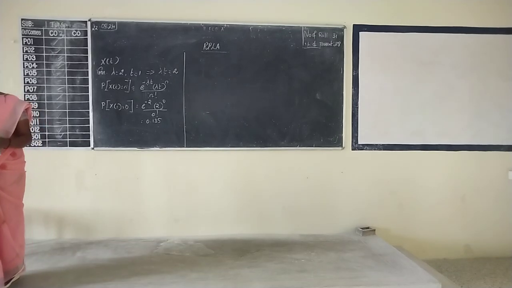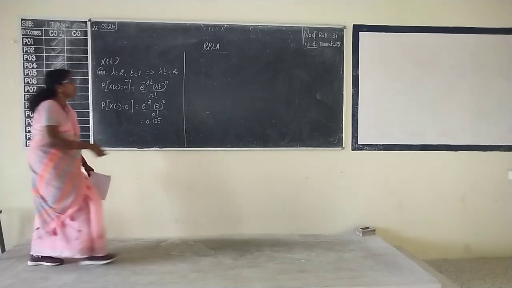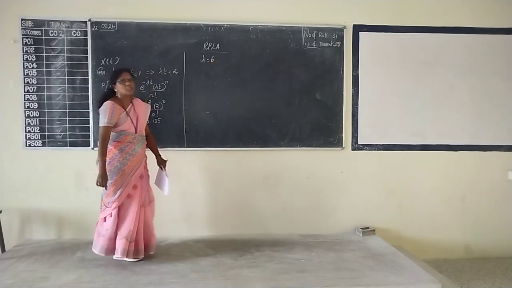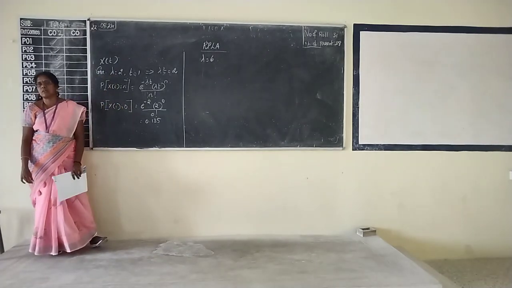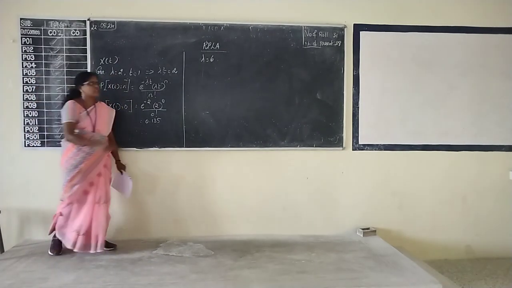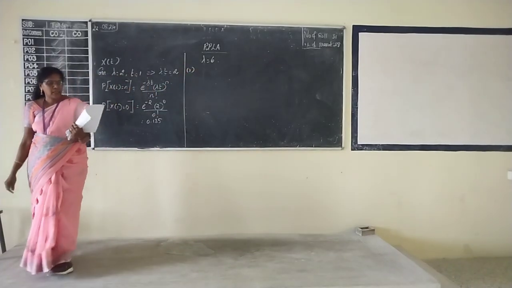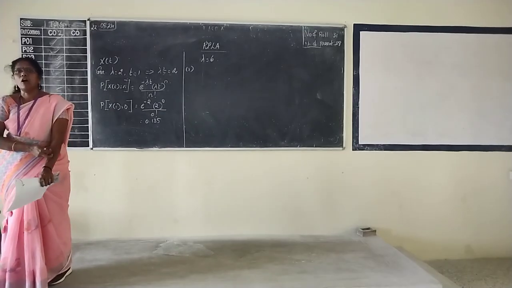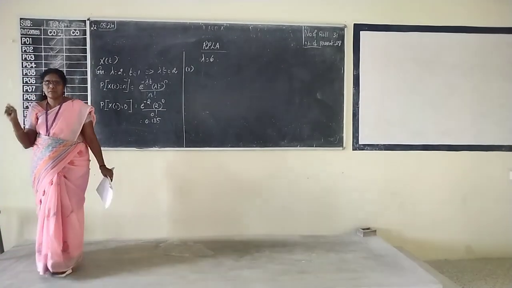Is any other information given? Lambda. How many ships are arriving on average? 6. We are given lambda equal to 6. This is common for all the cases: on average 6 ships are arriving. Now study the first one. What are you supposed to find? 6 ships in the next half an hour. Half an hour, how do you write it? 1 by 2 per hour.